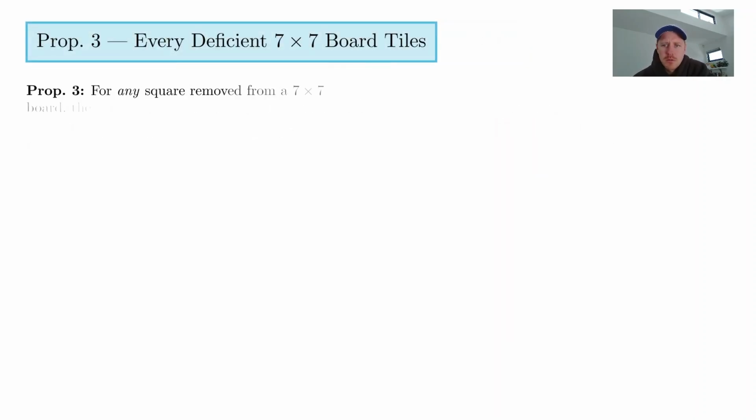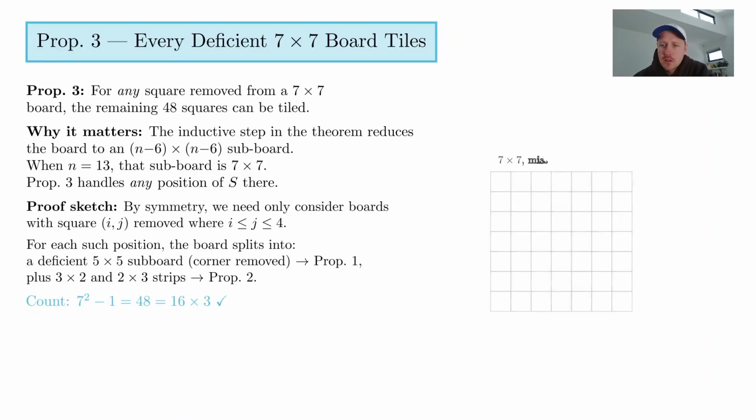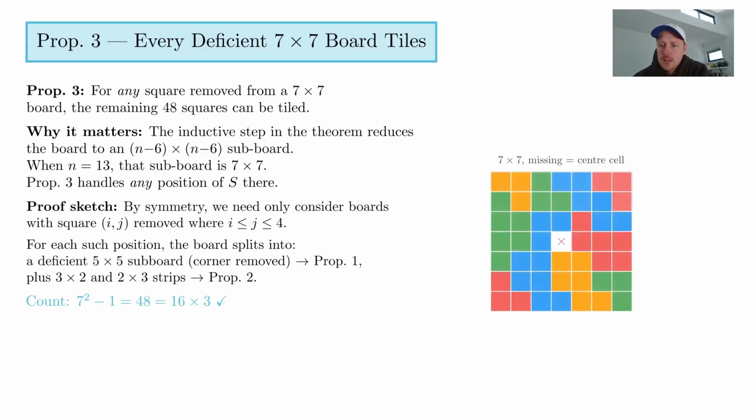Okay, proposition 3. Every deficient 7x7 board tiles, and again that means that the missing square can be anywhere. So here's an example of the 7x7 where the center is missing. If you just want to get comfortable with the count, 7 squared minus 1 is 48. So we're using 16 L-trominoes here, and we've got the center cell missing.